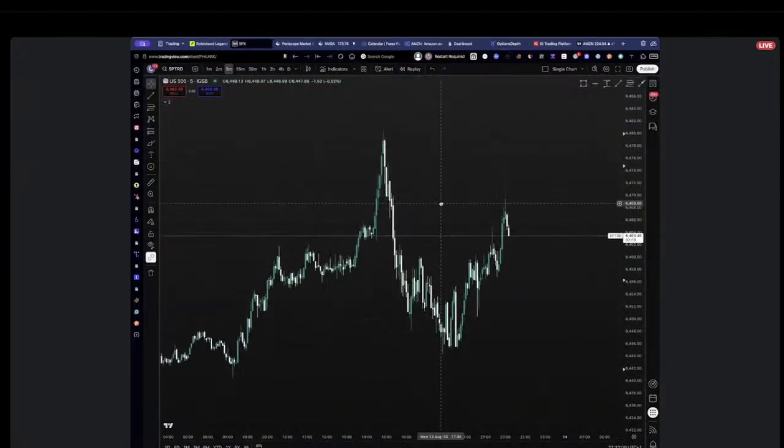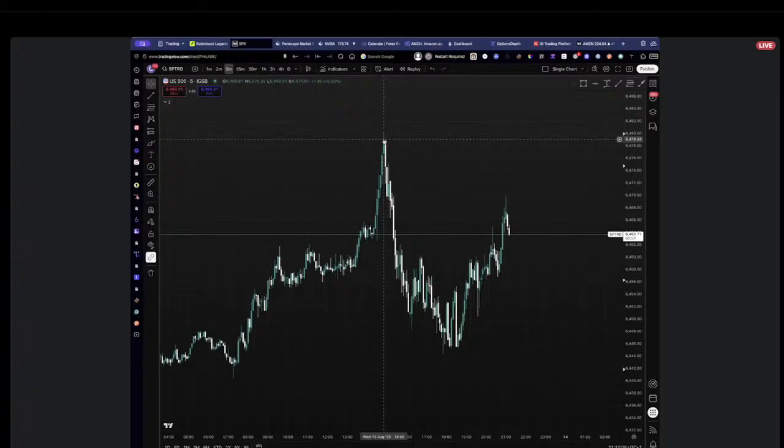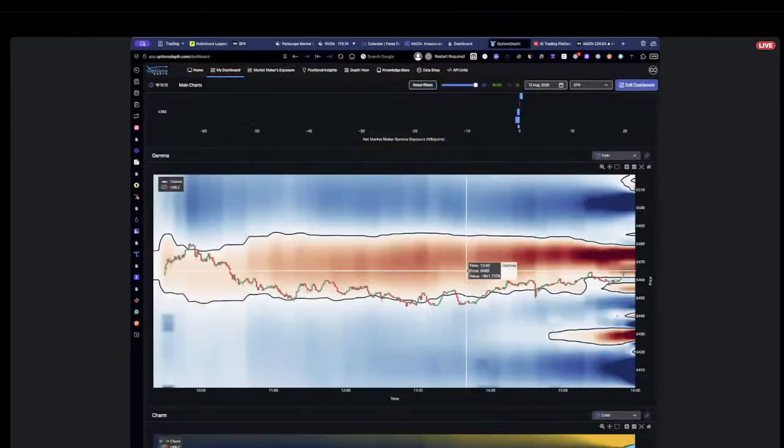I think, was this on 5 minutes? Up here, you see how quickly we pushed away from that 6475 to 6480 strike all the way down, very, very quickly, all the way through this negative gamma, until we hit the area where it flips from negative gamma to positive gamma.